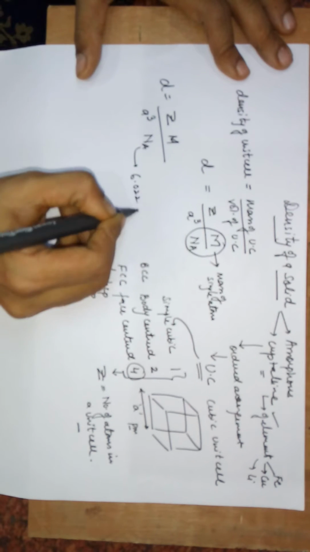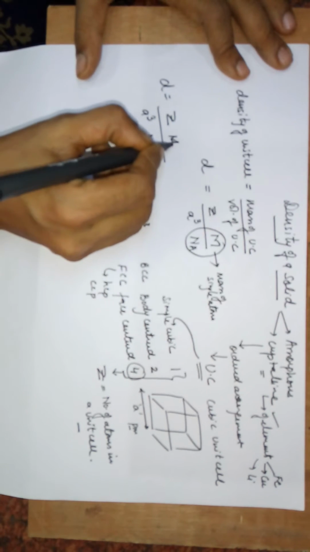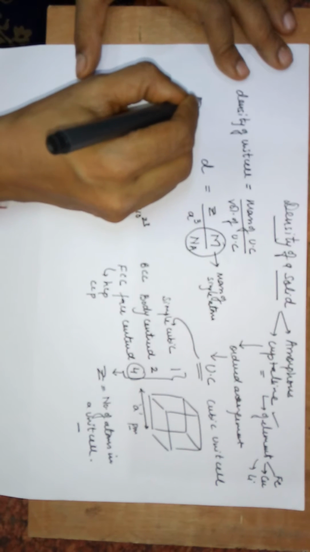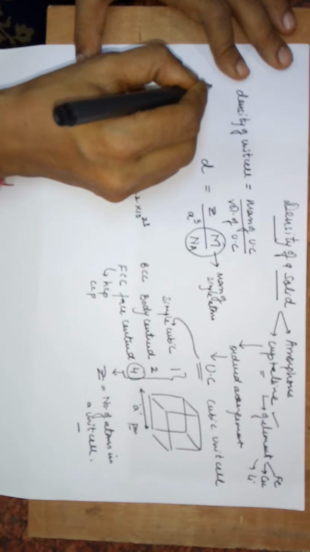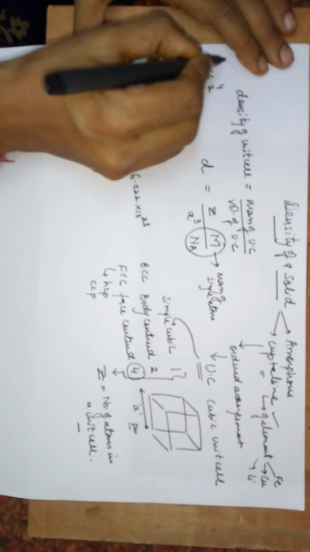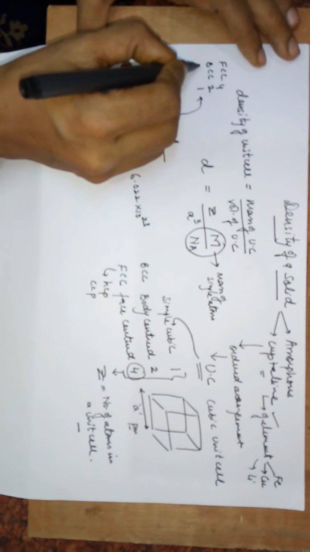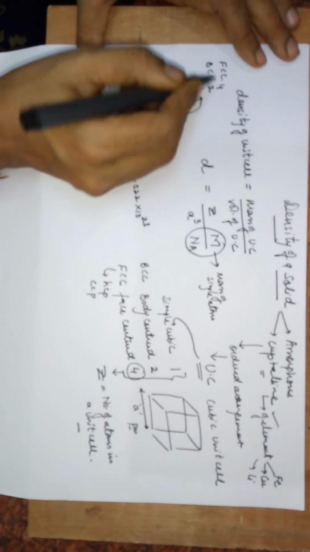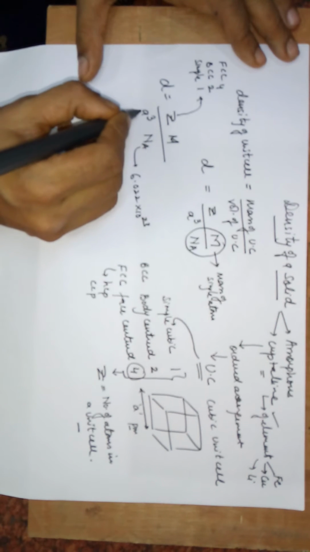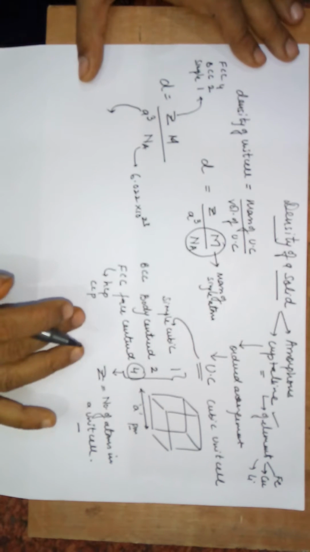Avogadro's number is 6.022 times 10 to the power 23. Atomic mass would be provided to you. The value of Z can be 1, can be 2, can be 4, depending on whether it's BCC, FCC, or a simple cubic unit cell. There's a slight problem in this.